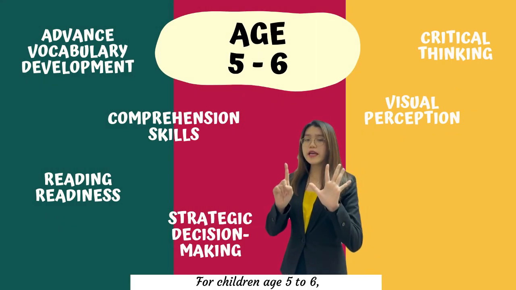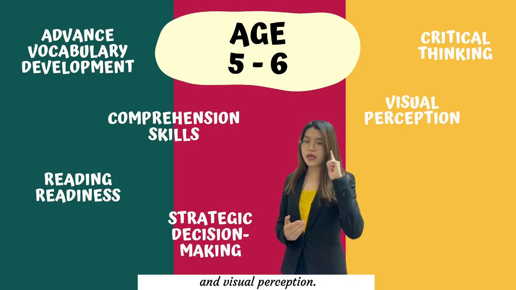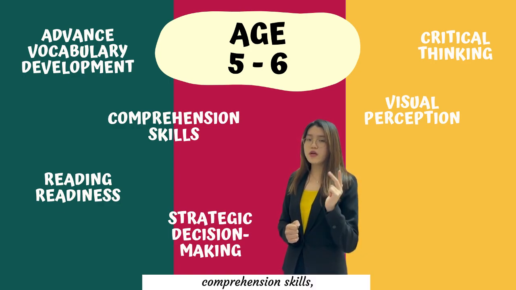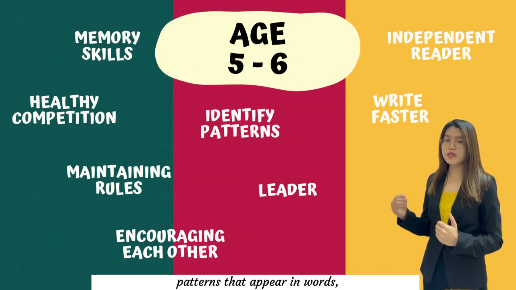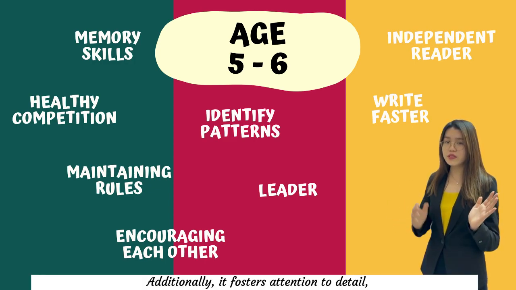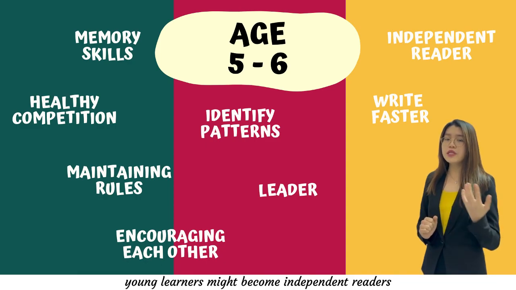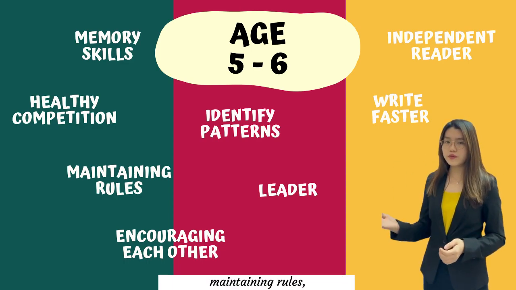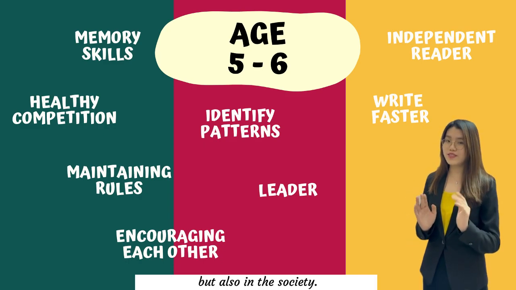For children aged 5 to 6, Zingo takes the learning journey a step further. Players match pictures and words using critical thinking and visual perception. This encourages advanced vocabulary building, comprehension skills, reading readiness, and strategic decision making. Through the game, children learn to identify patterns that appear in words, which can later be applied beyond the game. Additionally, it fosters attention to detail, memory skills, and promotes healthy competition. With the use of Zingo, young learners might become independent readers and write faster. Besides that, children learn essential social skills like maintaining roles, becoming a leader, and encouraging each other. These skills will help them not only in academics, but also in society.